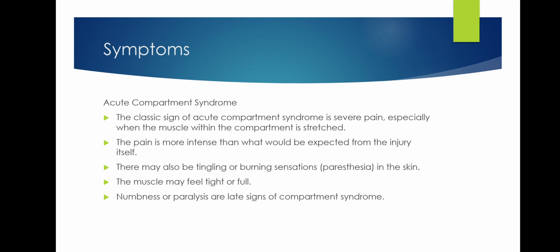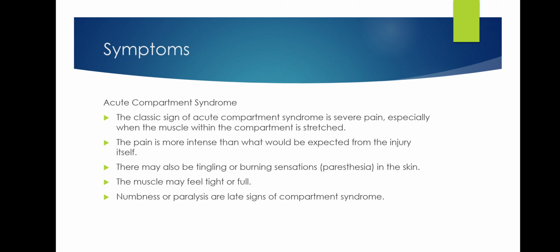So what are the symptoms of acute compartment syndrome? The classic sign of acute compartment syndrome is severe pain, especially when the muscle within the compartment is stretched. And the pain is more intense than what would be expected from the injury itself. Someone would come and tell you how they got injured. However, when you look at the way they're expressing their pain, it's a lot more exaggerated than what you'd expect. When you see something like that, do not just think that this one is just exaggerating. Try and have compartment syndrome at the back of your mind, okay?